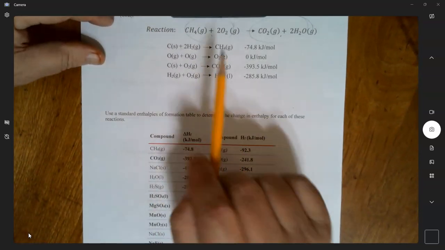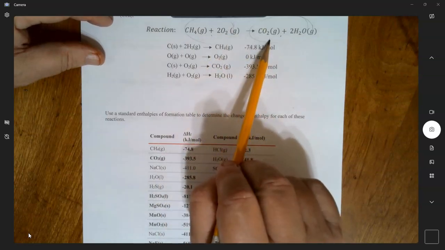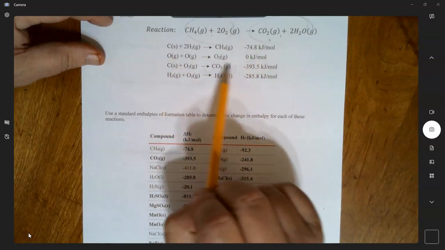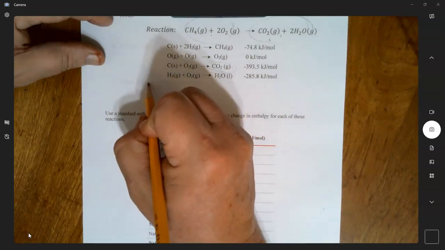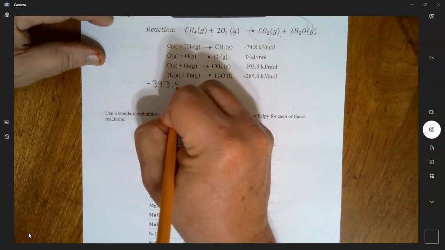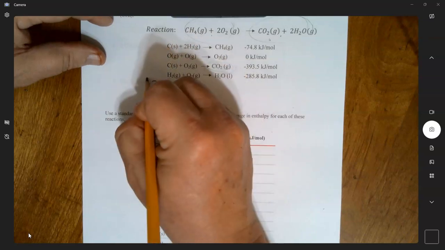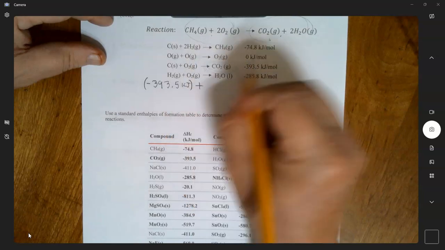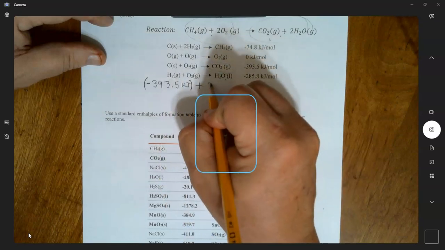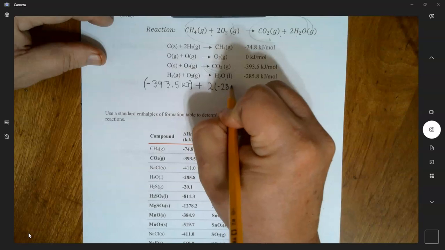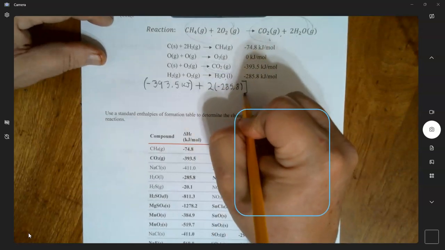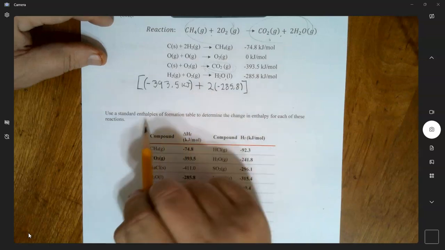Okay, so here we go. We're going to start with CO2 because it's in the product. And so CO2 is right here. We're going to put CO2 is negative 3. Then we're going to add to that, because there's a plus sign, 2 times H2O. So H2O is right here. And I'm going to omit the units of measure because they take up space. And then I'm going to put that all in a big square bracket. So we're going to add those two.